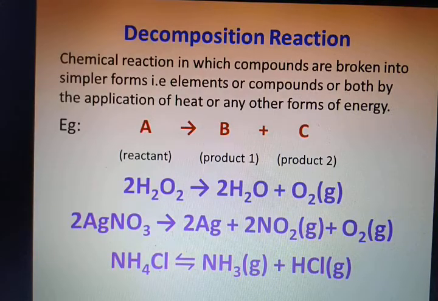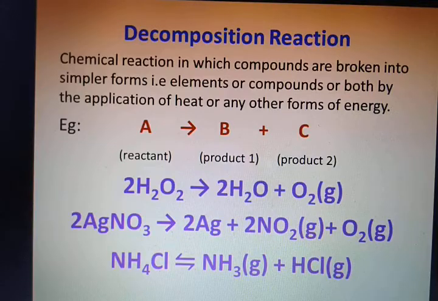Now, another example is given here: ammonium chloride. If you heat ammonium chloride, two gases will come out: ammonia as well as hydrogen chloride gas. And if these ammonia and hydrogen chloride gas combine once again, in the absence of heat, then they will combine together to form ammonium chloride back.